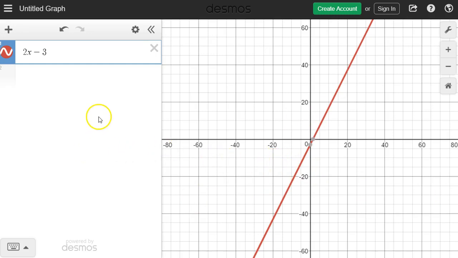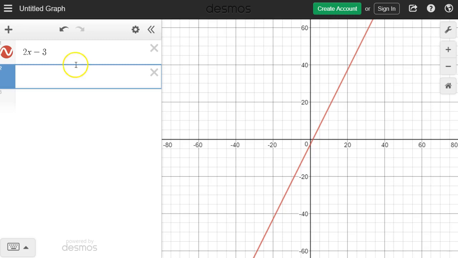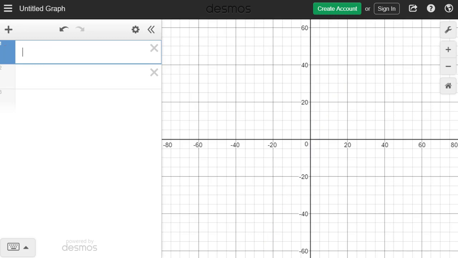Okay, so let's go ahead and look at the next function. Let's go ahead and just stick with one function at a time, because if we do more than one function on one plot, we'll end up with a mess. So we'll delete that, and we'll go to 2x squared.